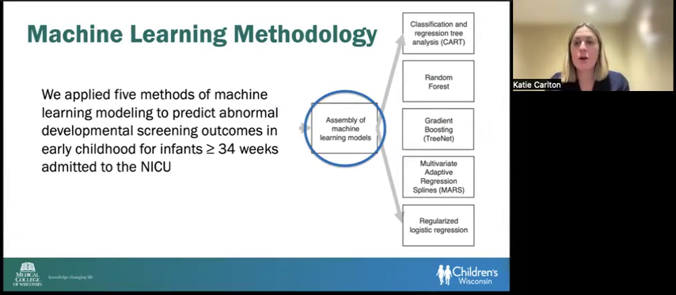The 5 machine learning models were the classification and regression tree analysis, random forest, TreeNet gradient boosting, multivariate adaptive regression splines, and regularized logistic regression.